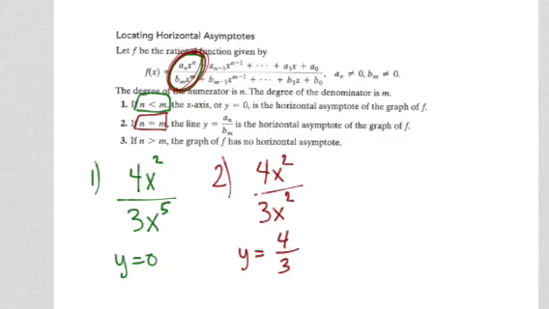And if you're wondering where that would be on a graph, if we were graphing something and there's 1 and there's 2, 4/3 would be 1/3 of the way between 1 and 2. The horizontal asymptote would be there.